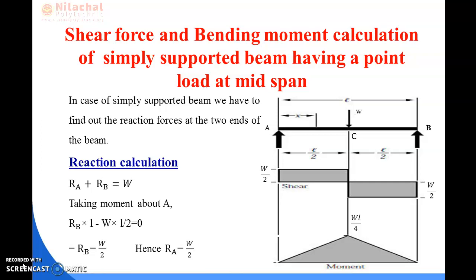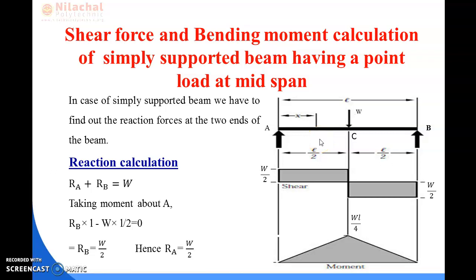So here is your derivation part. You can see here is a beam which is simply supported at the two ends, A and B, and at the midspan of the beam a point load is acting, which is W kilonewton. The total length of the beam is L, and half of the length from the midspan to the end of the beam is L by 2.